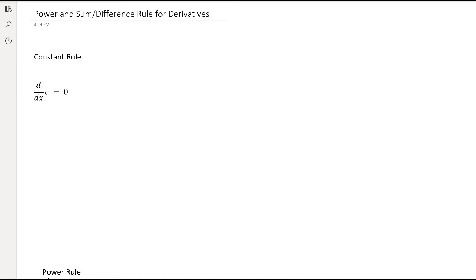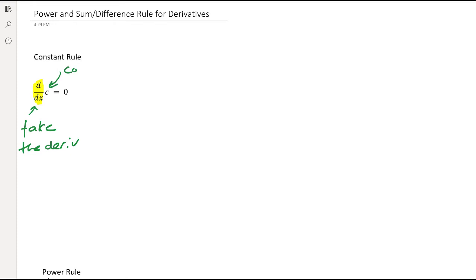So the first rule I want to go over is the constant rule. You're going to see this notation throughout the video that I'm highlighting. d over dx is called an operator, meaning it does something to a number or a function. So d over dx is the derivative operator. Anytime you see d over dx, it just means take the derivative. Nothing fancy there. Well, it turns out that if you take the derivative of any constant, in this case which we're calling c, its derivative is 0.